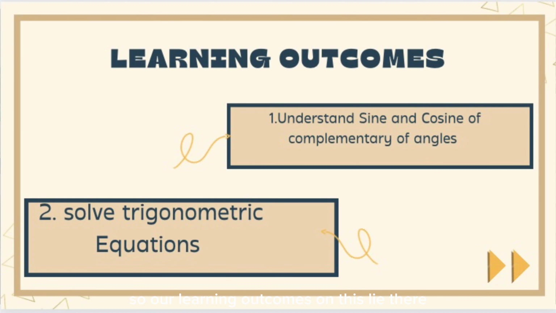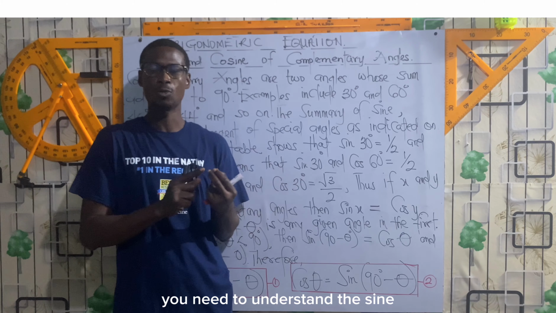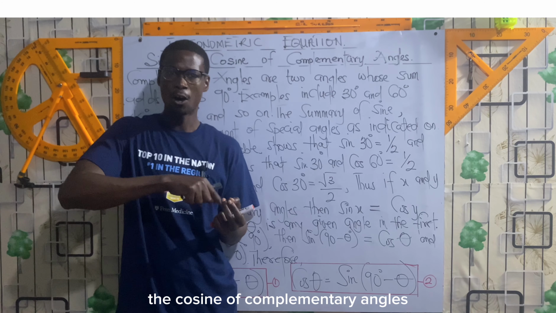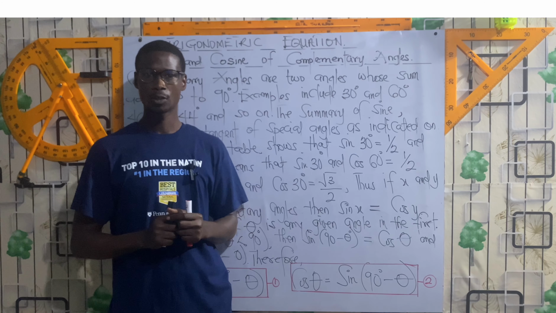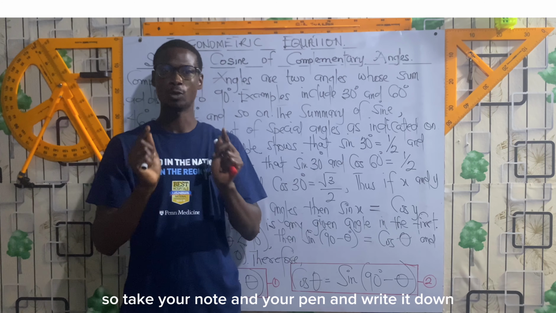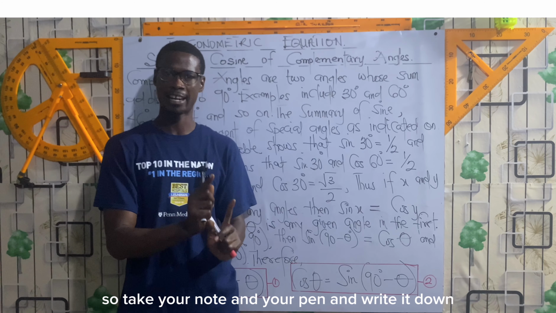Our learning outcomes on the slide: the first one is to understand sine and cosine of complementary angles. The second is to solve quadratic equations. Before you are able to solve this, we need to understand the sine and cosine of complementary angles. I have prepared a brief note that will guide you, so take your note and your pen and write it down.